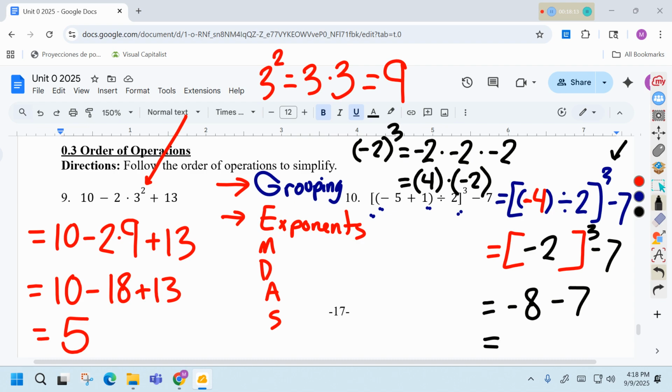Negative 8 minus 7, well, think about it. If you spend $8 and then spend $7, how many dollars did you spend? You spent $15, right? So it's negative 15. So again, avoid falling for the false answer, where you said that 8 minus 7 is 1 or something.